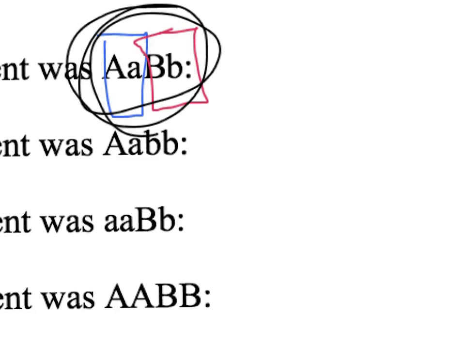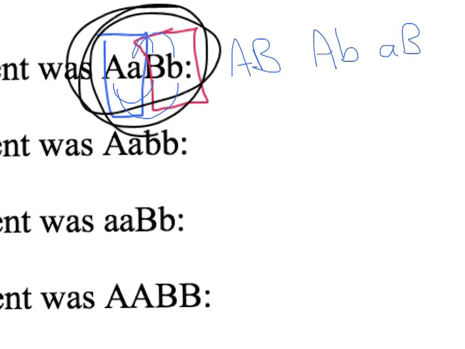And to do that, I would take first my capital A can go with capital B. It can also go with lowercase b. My lowercase a can go with capital B and also with lowercase b. So my combinations would end up being capital A, capital B; capital A, lowercase b; lowercase a, capital B; and lowercase a, lowercase b. Okay, this next one, we've got capital A and 2 lowercase b's.